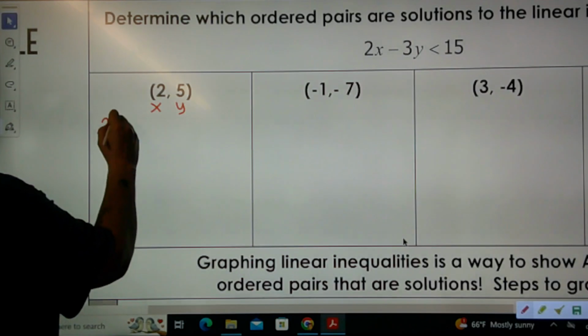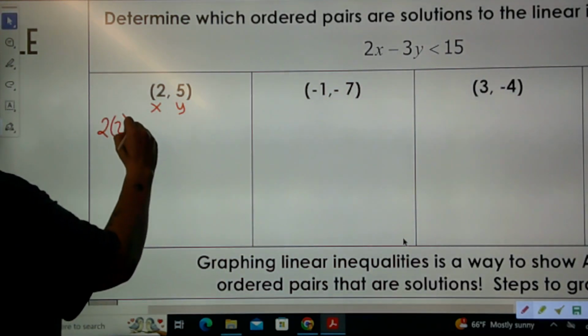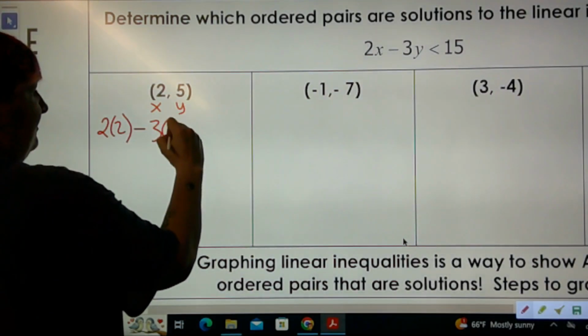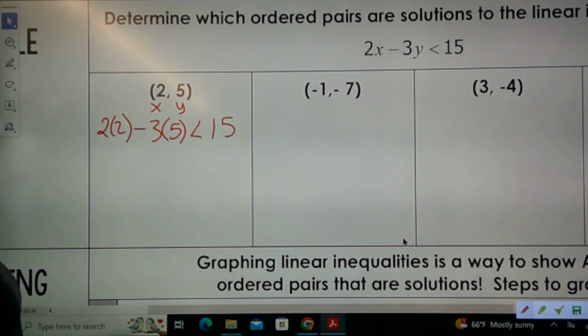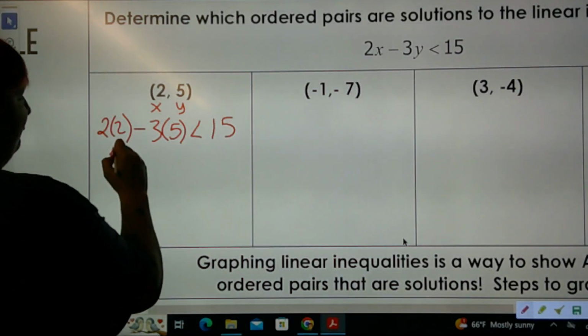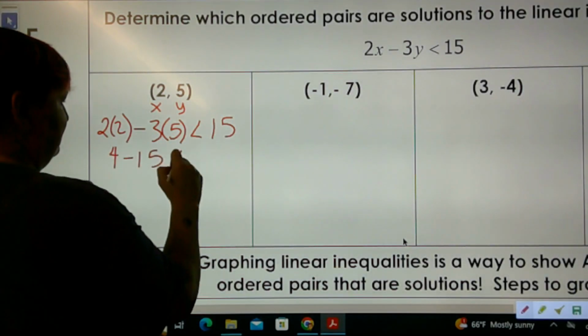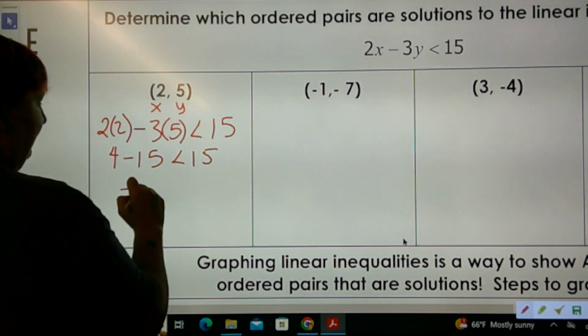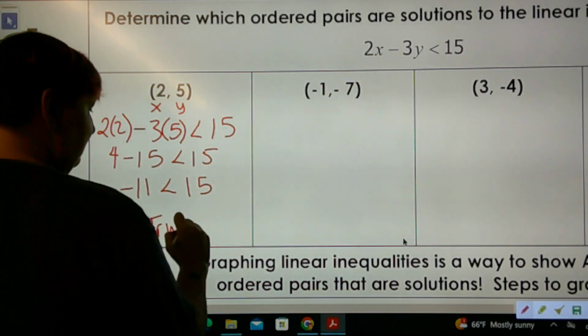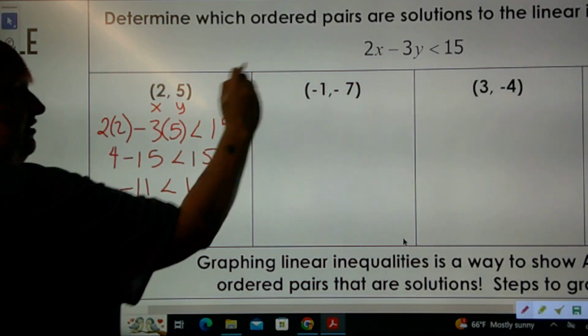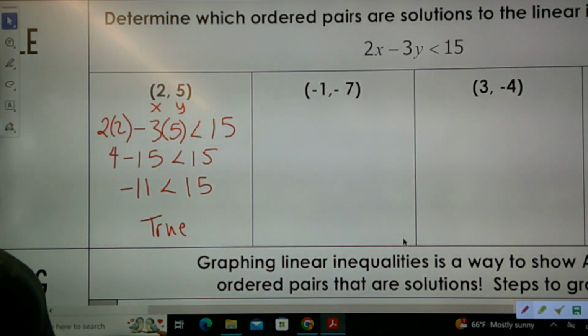So 2x minus 3y is less than 15. True or false? Let's find out. 4 minus 15 is less than 15. Negative 11 is less than 15. True. This ordered pair makes this statement true.